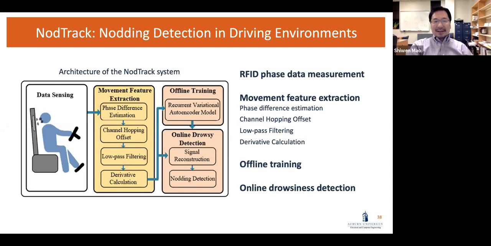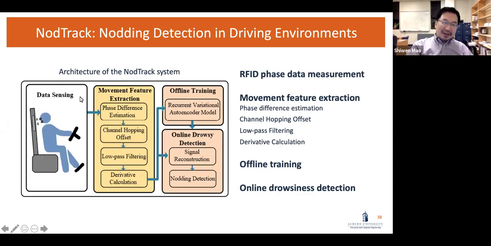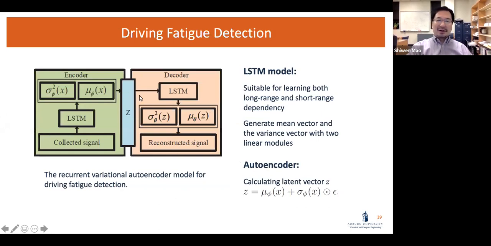Okay, so we put the 2 tags. We put a reader at the back of the driver's seat and 2 tags horizontally on the back of a hat, and the driver is wearing that hat. Then we also use an autoencoder to analyze and cleanse the RFID data.